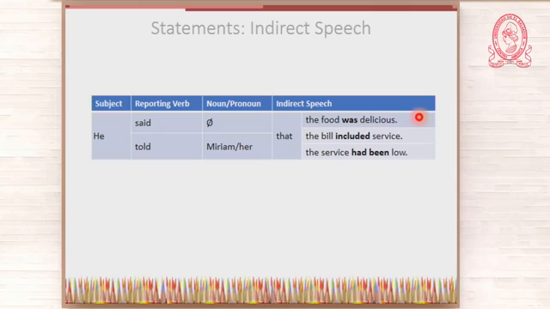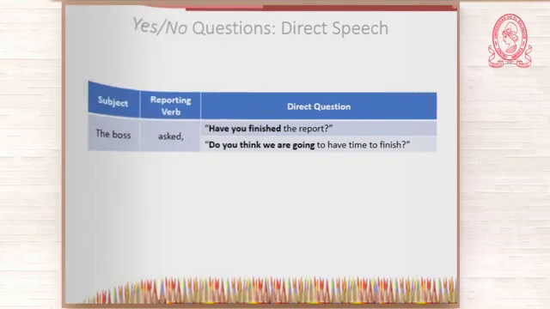The original sentence here was the food is delicious. You change it to the past. The food was delicious. The original sentence here was the bill includes service. So you change it to the past tense, and then you say the bill included service. And here you had past tense. The service was low. You change it to the past perfect, and then you say, he told Miriam that the service had been low. Okay?